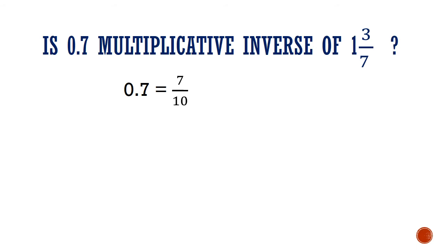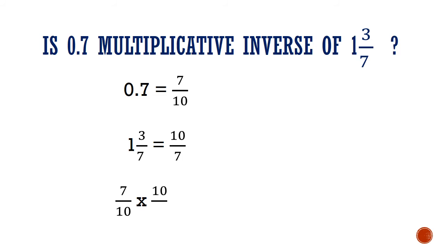So, what about 1 and 3 by 7? That also you can write as 10 by 7 when converting that into improper fraction, wasn't it? 1 and 3 by 7 is a mixed fraction which is converted into improper fraction. Now you have to check whether one is multiplicative inverse of the other. So what do you do? Multiply that.